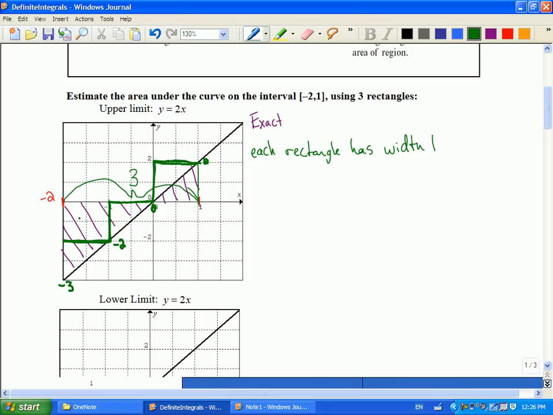So the area in here is width 1 and height -2. So the area is a -2 when you multiply them. The area here is 0. And the area here is width 1 and height 2. So it's 2. So the area using the upper limit would be -2 plus 0 plus 2, which is 0.